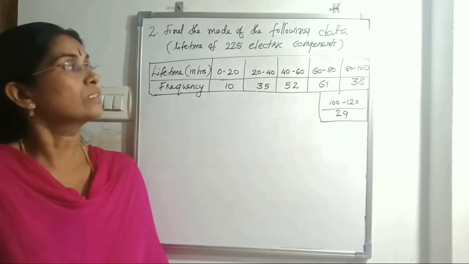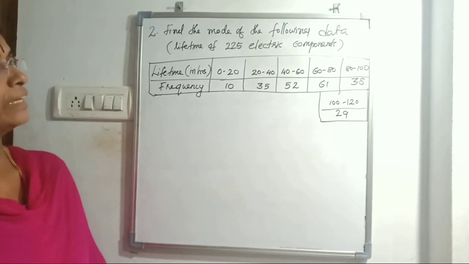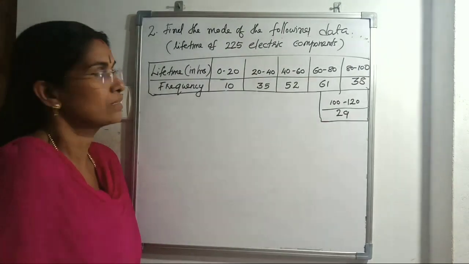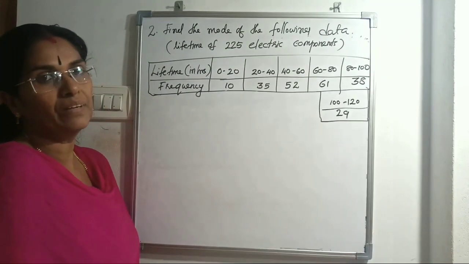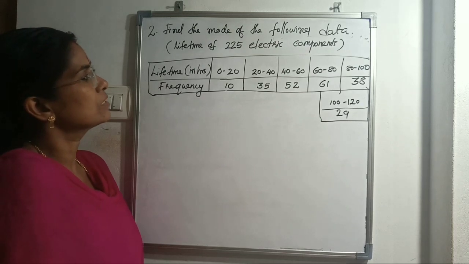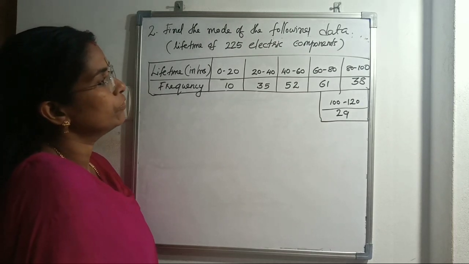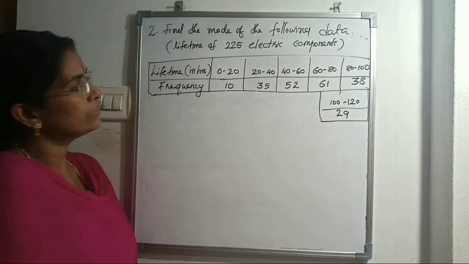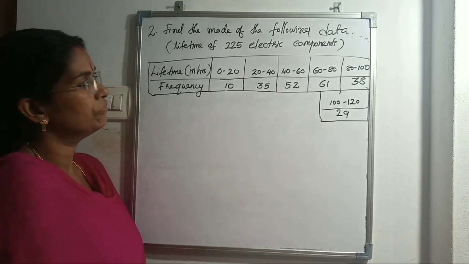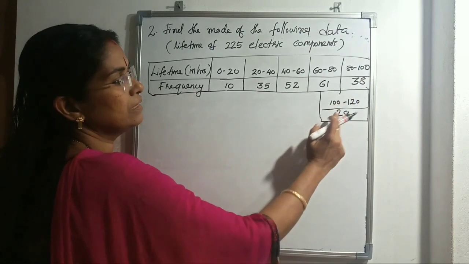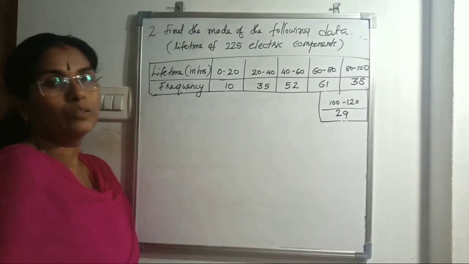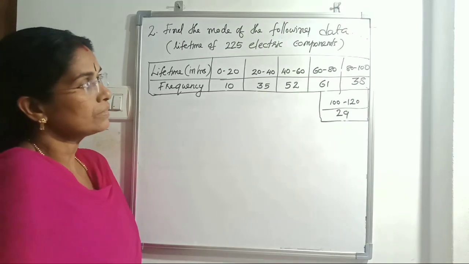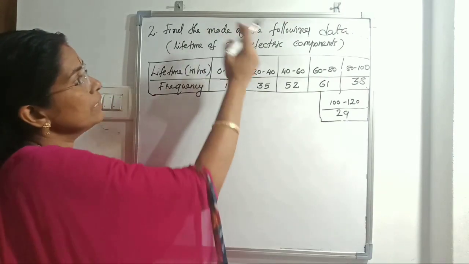This is our second question. Find the mode of the following data. Actually, this data is the lifetime of 225 electric components. Lifetime is given in hours: 0 to 20, 20 to 40, 40 to 60, 60 to 80, 80 to 100, and 100 to 120. The frequencies are given as 10, 35, 52, 61, 38, 29. Here we have to find the mode of the lifetime.